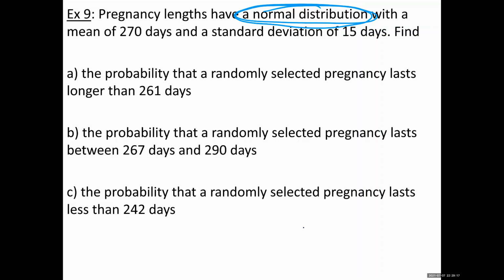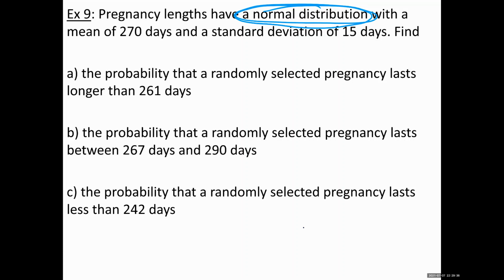Part A says, find the probability that a randomly selected pregnancy lasts longer than 261 days. What does it mean, a randomly selected pregnancy? It's like they're saying, we have this bag. If you put your hand in the bag and select one of those index cards, it's like a randomly selected pregnancy. That the number on the index card is bigger than 261.